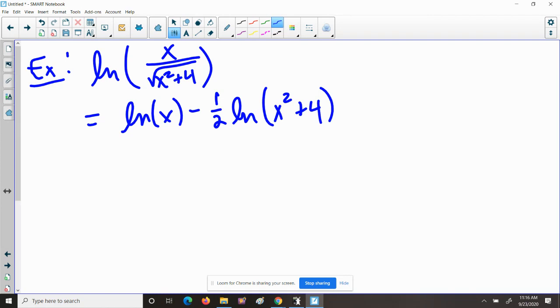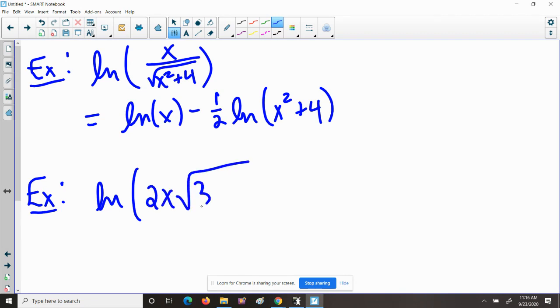But I just wanted to make sure we feel pretty confident with these, making sure we're good with simplifying these down. Let's say we have natural log of 2x times the square root of 3x plus 2. Let's talk about simplifying that down.